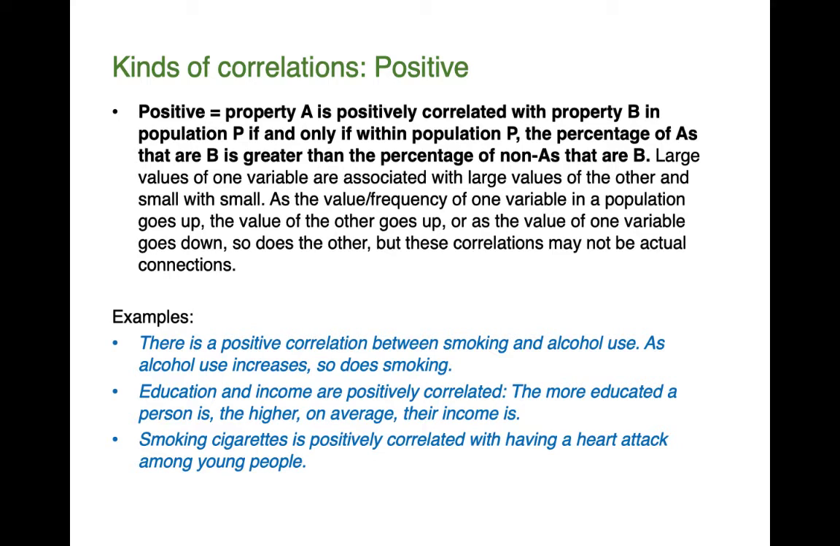But these correlations may not be actual connections. Some examples. There is a positive correlation between smoking and alcohol use. As alcohol use increases, so does smoking. I'm just presenting correlations here, statements that describe associations observed. That's all. Education and income are positively correlated. The more educated a person is, the higher on average their income is. Not always, not necessarily. We're talking about averages in a population. Smoking cigarettes is positively correlated with having a heart attack among young people.